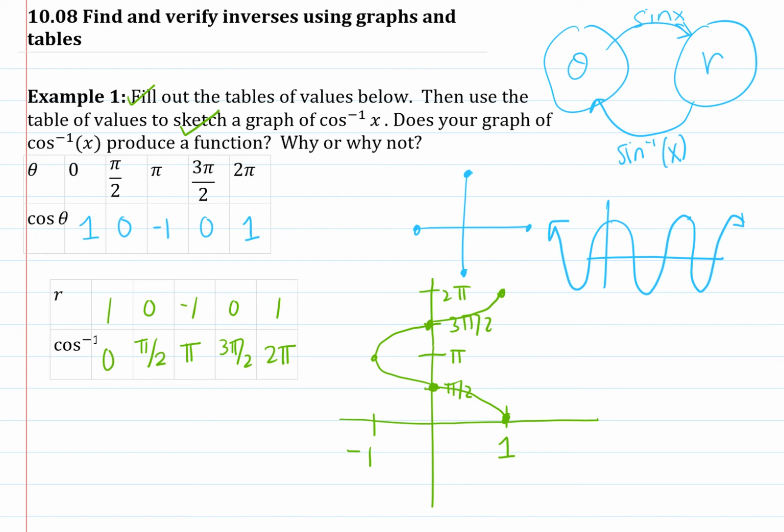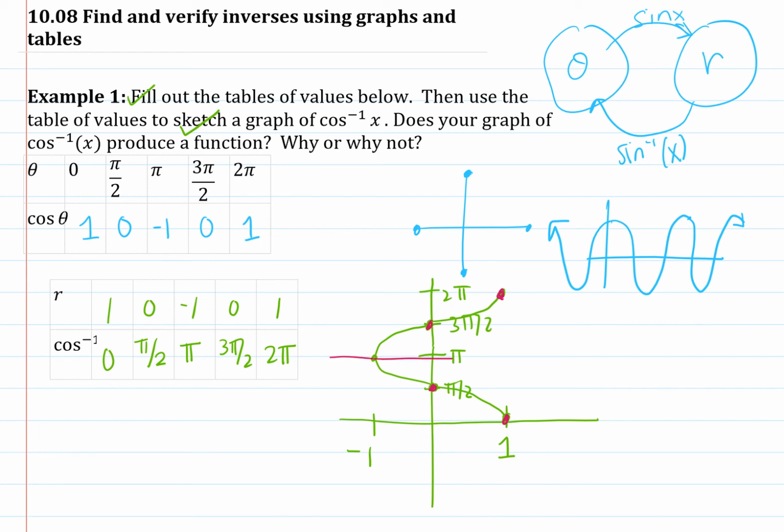Does your graph produce a function, yes or no? Some people think of a function as a sketch that passes the vertical line test. That is, for one x value, you're only allowed to produce one y value. But we see, for example, the x value 1 produces 2 different y values, 0 and 2 pi. And the x value 0 produces the 2 y values, pi over 2 and 3 pi over 2. So as we've drawn it, this is not a function, inverse cosine of x. It would only be a function if we cut part of it off.